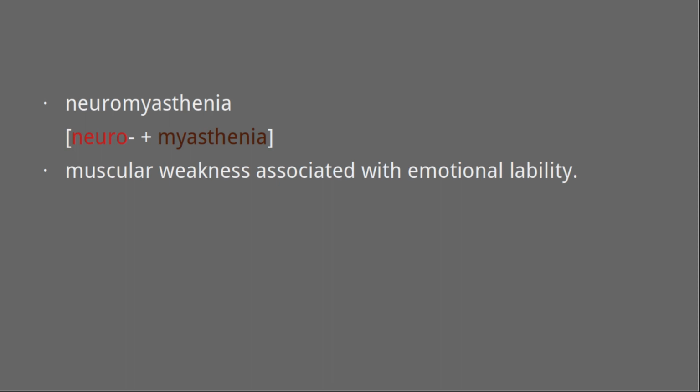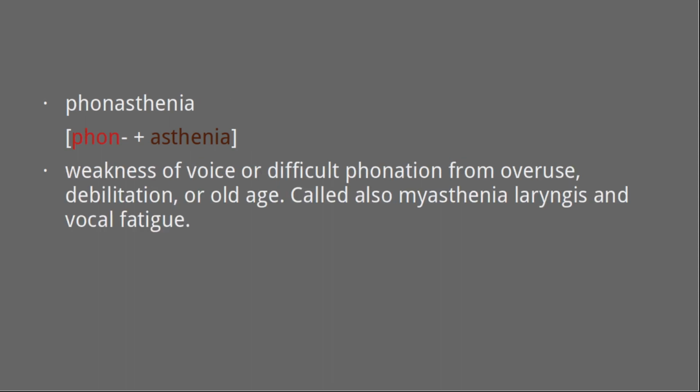Neuromyasthenia is a condition where muscular weakness is associated with emotional lability. The prefix neuro refers to nerves, so neuromyasthenia literally means nerve muscle weakness. Finally, we have phonosthenia, which is a term used to describe weakness of voice or difficult phonation from overuse, debilitation, or old age. This condition is also known as myasthenia laryngis or vocal fatigue. The prefix phon refers to sound or voice.